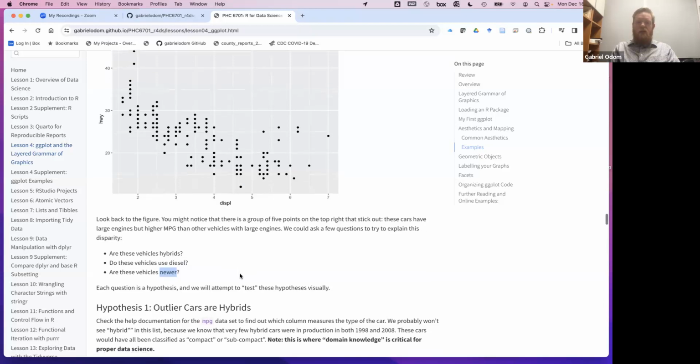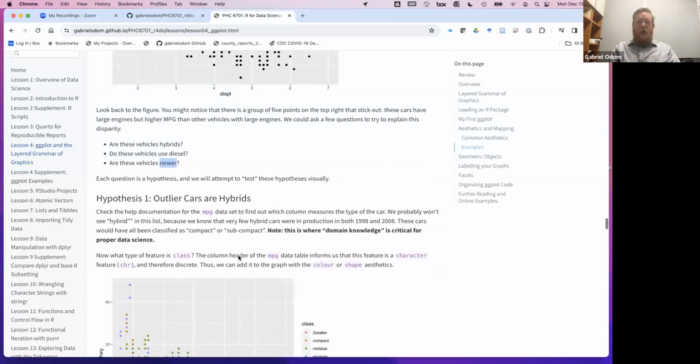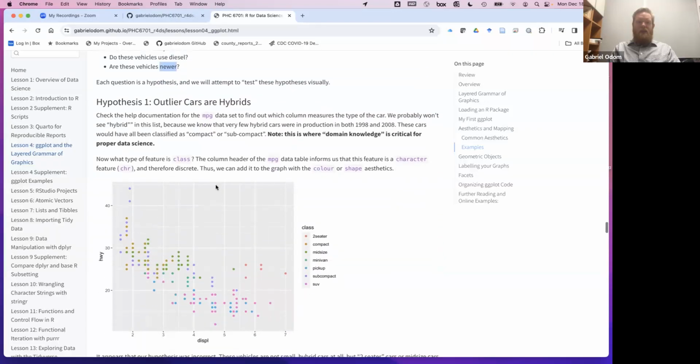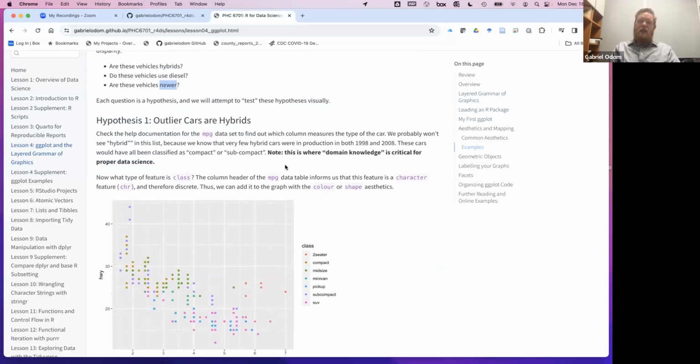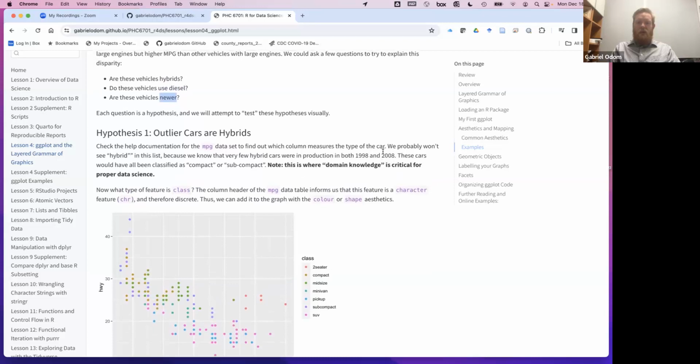When we go to test these hypotheses, the idea here would be, if somebody says these outlier cars are hybrids, well, there's not a lot of hybrid cars that were in production in both 1998 and 2008, or honestly, there weren't even very many hybrid cars in production in 2008 at all. And these cars would have been classified as perhaps subcompact or compact.